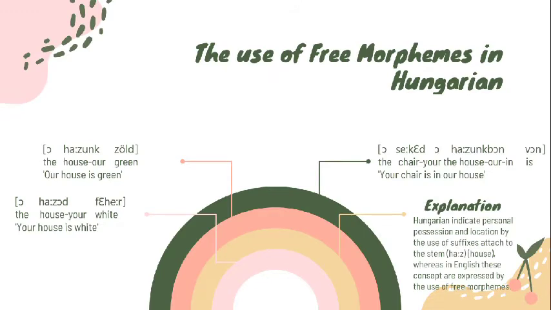Next, the use of free morphemes in the Hungarian language. The Hungarian language indicates personal possession and location by the use of suffixes attached to the stem. For example, the suffixed form means has, whereas in English, these concepts are expressed by the use of free morphemes.